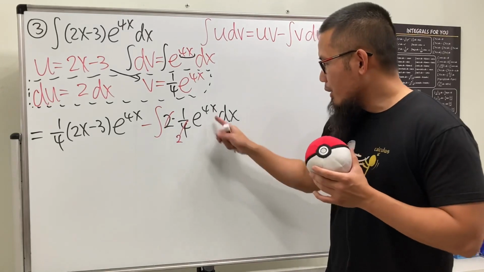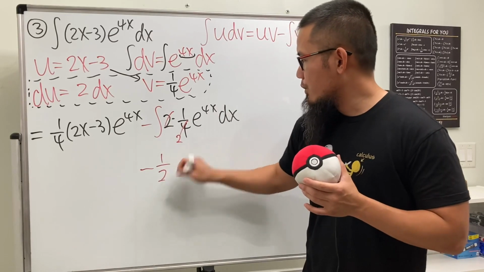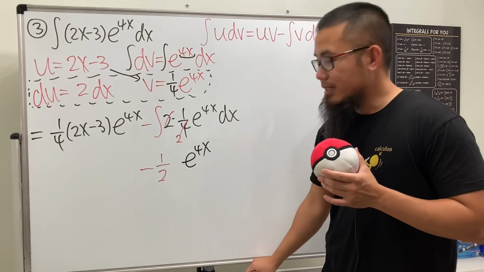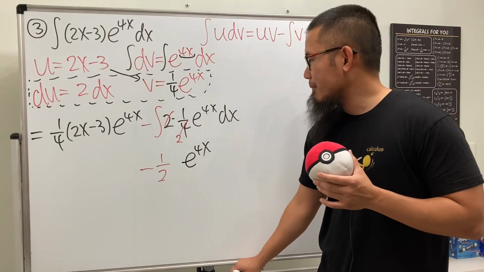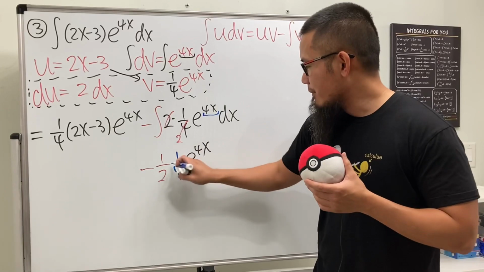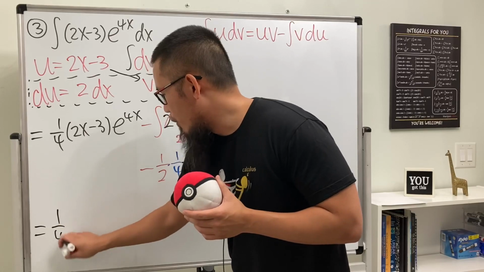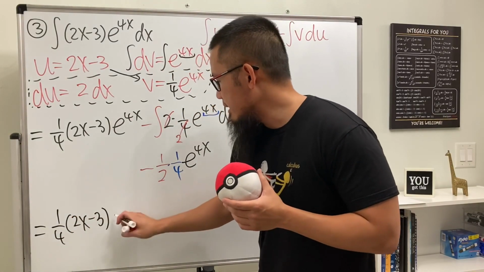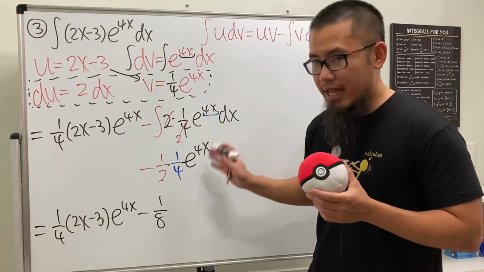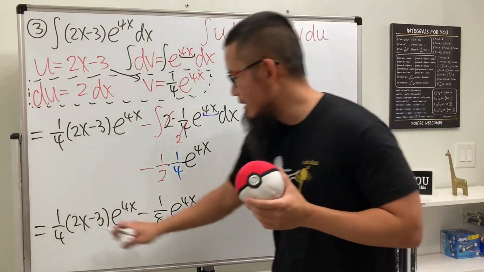And when we integrate this right here, we will get negative, we have this 1/2 right here, and then we have that e to the 4x. But just like what we did earlier, we will have to divide by the 4. So let me just indicate that right here. So altogether, this is what we have: 1 over 4 times 2x minus 3, and then e to the 4x, and then minus this times that, which is 1 over 8, and then we have e to the 4x. Yep, that's it, after we put on the plus c.